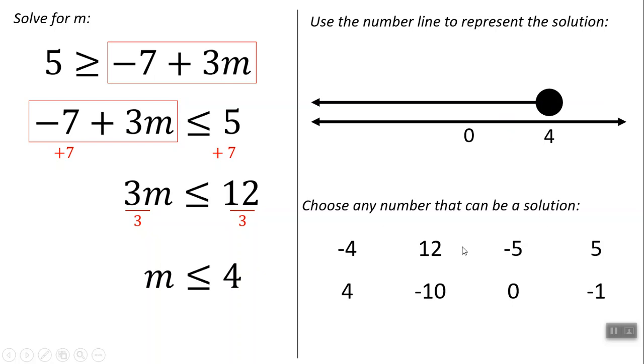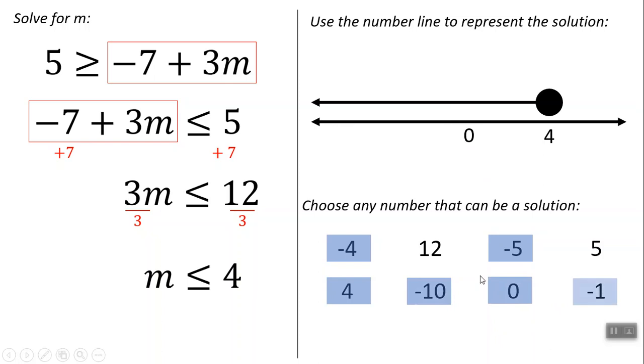So now we're going to look at our different choices to see what numbers would fall under the arrow. -4 would fall under the arrow. +12 would be somewhere over here. It would not be allowed. -5 is under the arrow. It's allowed as a solution. Anything negative is going to be a solution here. +5, real close, but it's not going to be part of the solution. +4, it's under the circle. Yes, it's allowed. -10, it's under the arrow. 0 is under the arrow. -1 is under the arrow.